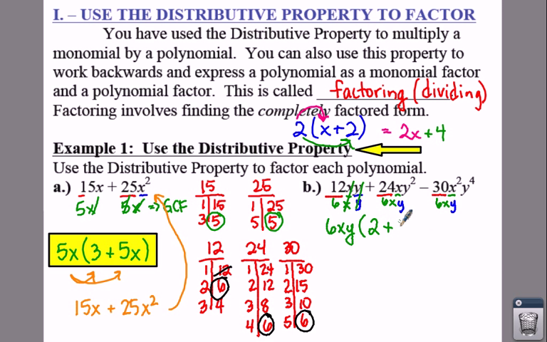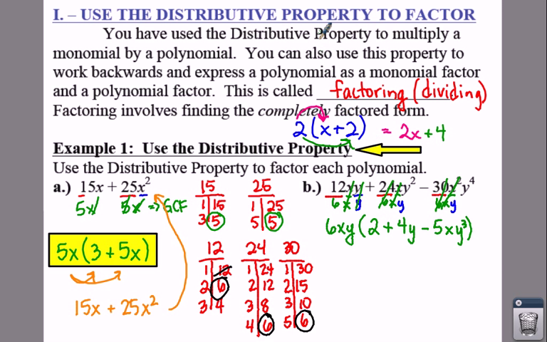24 divided by 6 gives us a 4. So those numbers are gone. X divided by x, whoosh, see ya. And then y squared divided by y gives us just a y. Bring down your minus. 30 divided by 6 is 5. Get rid of the numbers. X squared over x is an x. Y to the fourth over y is a y to the third.